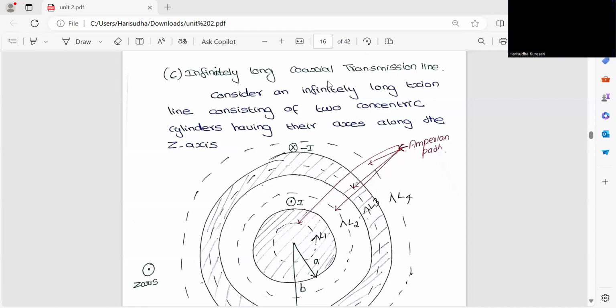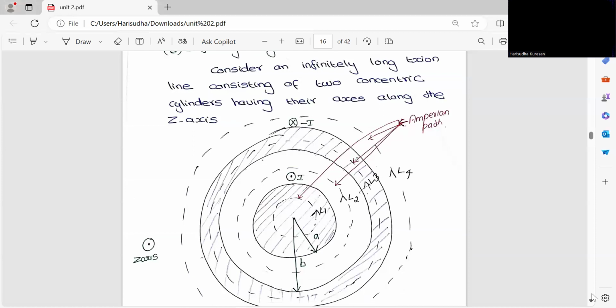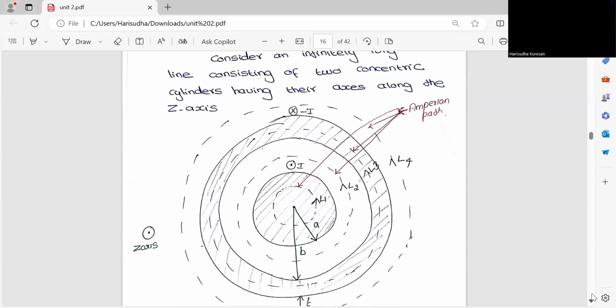So it is the infinitely long coaxial transmission line. You consider an infinitely long transmission line as shown in the figure, consisting of two concentric cylinders having their axis along the z-axis. So you have an inner circle and the Amperian path will be L1. You have an outer circle, the Amperian path is L2. And you have a third circle, the Amperian path is L3. And you have a fourth circle, the Amperian path is L4. So we have 4 Amperian paths.